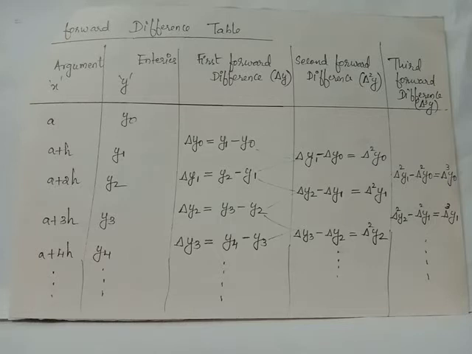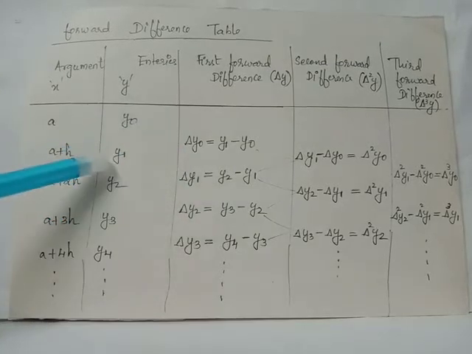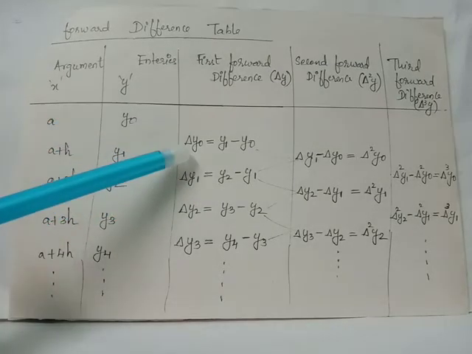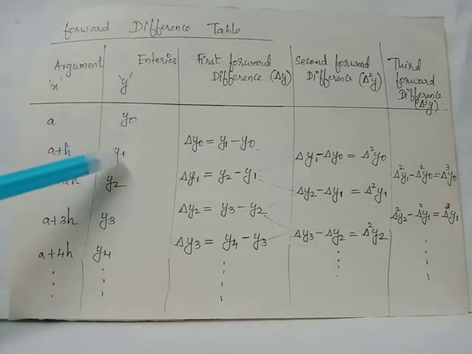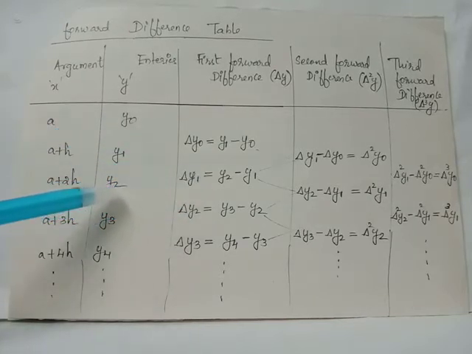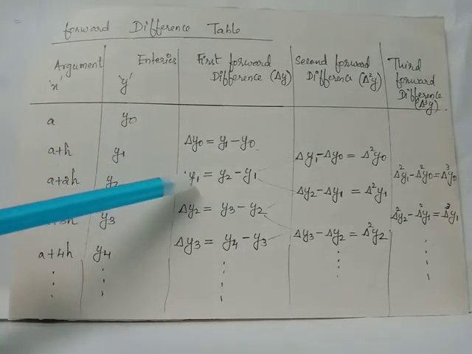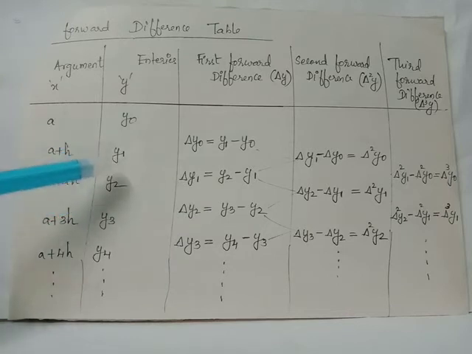The first forward difference is represented using delta y. Delta y naught equals y1 minus y naught. It has to be written midway between values y1 and y naught. Delta y1 equals y2 minus y1, and it has to be written midway between values y2 and y1. Delta y2 equals y3 minus y2, and so on. In general, we have delta yn equals yn plus 1 minus yn.